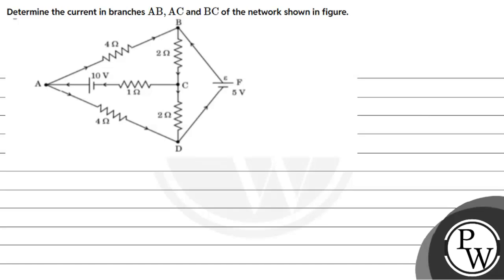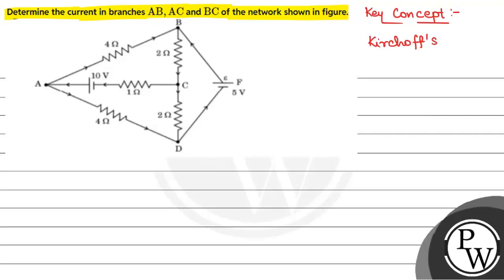The question says: determine the current in branches AB, AC and BC of the network shown in the figure. So we will solve this question. First of all, we will see what the key concept used to solve this question will be. The key concept will be Kirchhoff's loop rule.